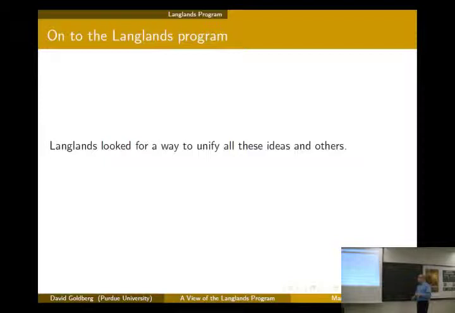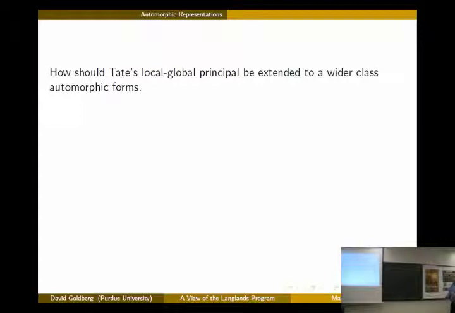So Langlands looked for a way to unify all these ideas, and I'm sure I'm leaving out lots of ideas. So how can you extend this idea of a local-global principle?